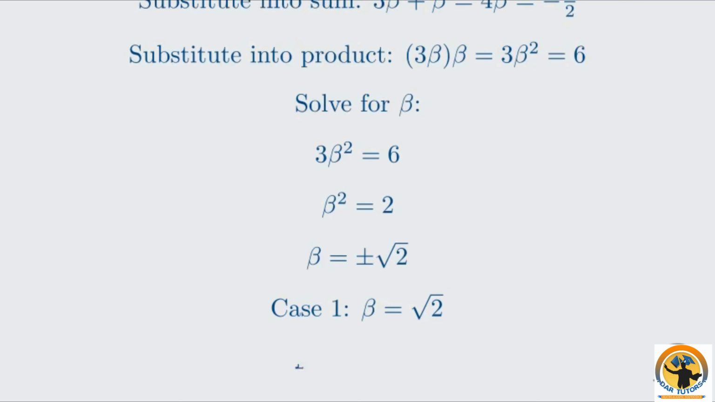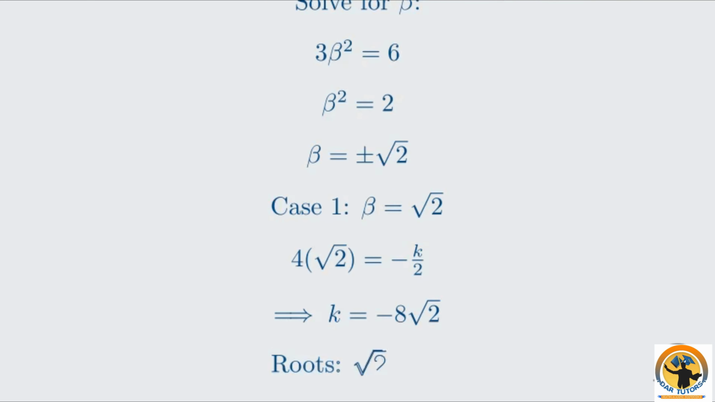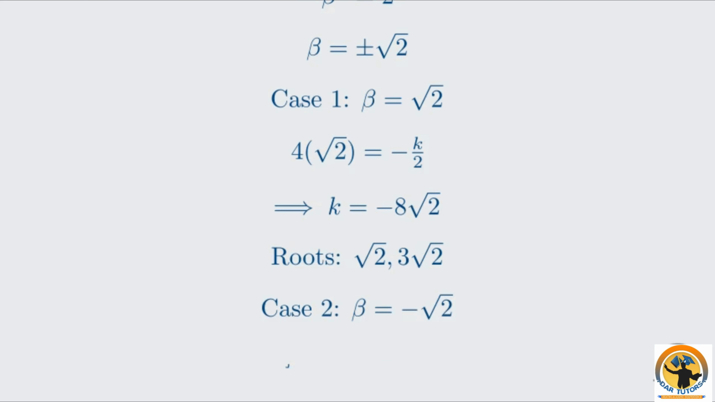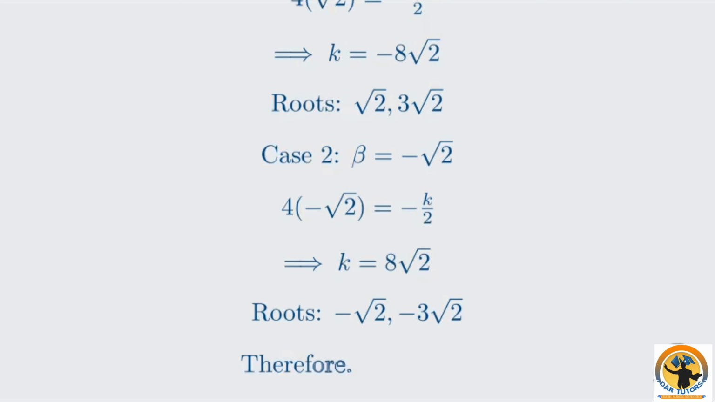In case 1, if beta is root 2, we substitute it into the sum equation. 4 times root 2 equals negative k over 2. Solving for k gives k equals negative 8 root 2. The roots would be root 2 and 3 root 2. In case 2, if beta is negative root 2, we find that k equals 8 root 2. The roots would be negative root 2 and negative 3 root 2. Therefore, the two possible values for the constant k are plus or minus 8 root 2.